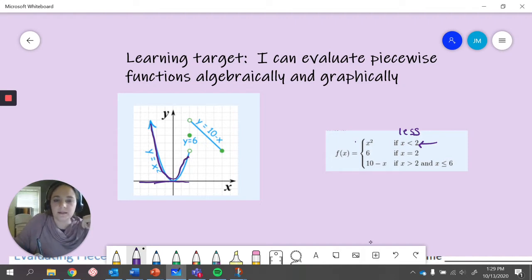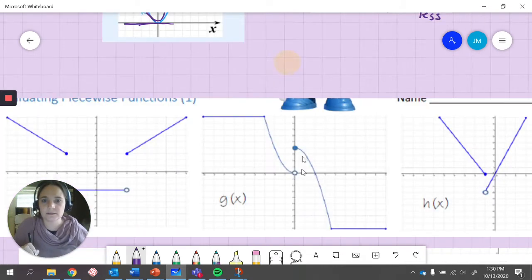And then the function is 6 if x equals 2. So if x actually equals 2, you get that filled in dot at 6. That's our second rule. And then if x is greater than 2, but also less than or equal to 6, we would follow this linear function of 10 minus x. Okay, so depending on if you're given your function graphically or with a rule, we're going to evaluate it. Okay, so let's start with some graphical examples down here.